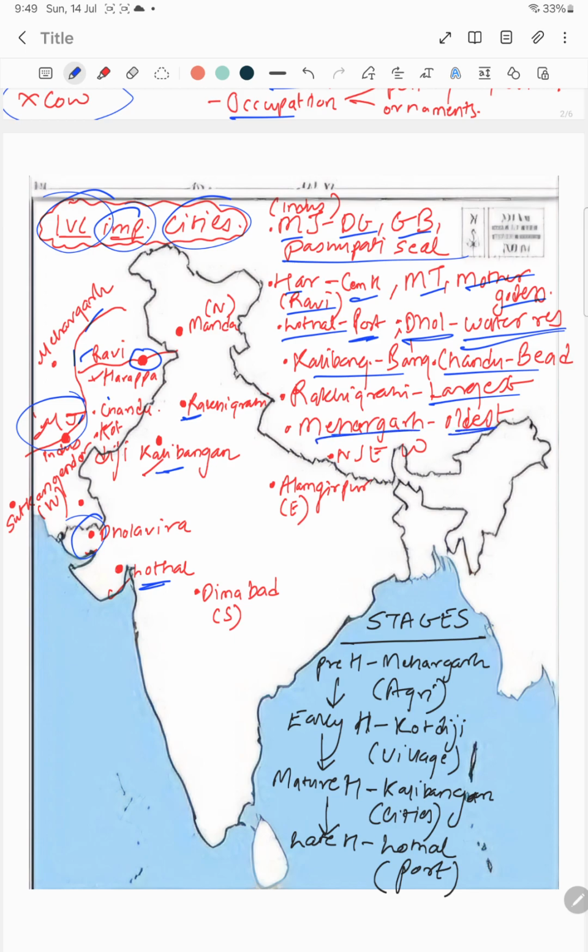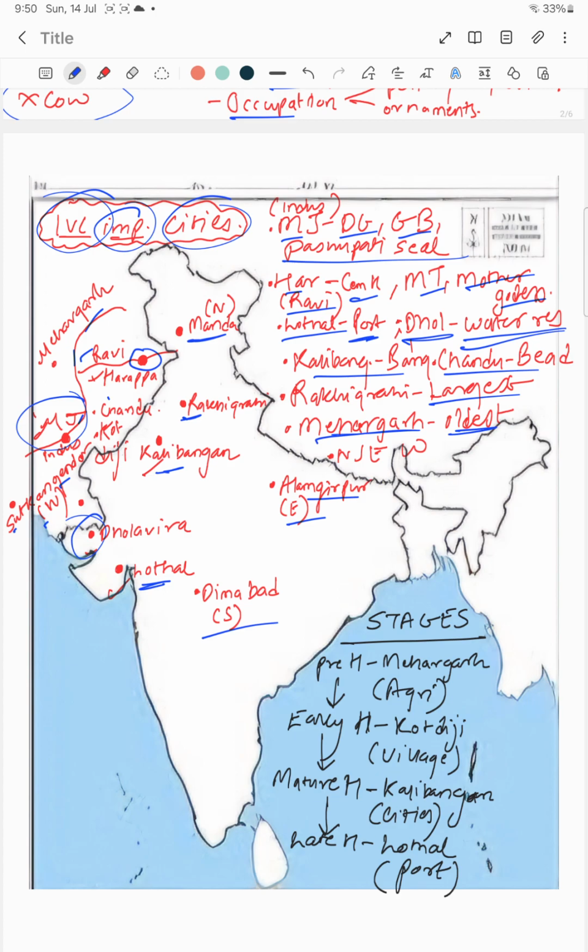Next is Mehrgarh, which is considered the oldest city of Harappan civilization, meaning it is considered pre-Harappan. From there it started. We'll understand the stages after this part. The most northern city is considered to be Manda in Jammu and Kashmir. The most southern city is considered Daimabad in the Maharashtra region. The most eastern city is Alamgirpur near the Yamuna River, and the most western city is Sutkagen-Dor. This is nearly in the Afghanistan region. So you can understand this was the spread of Indus Valley civilization.